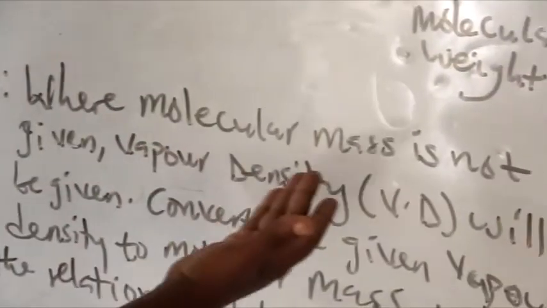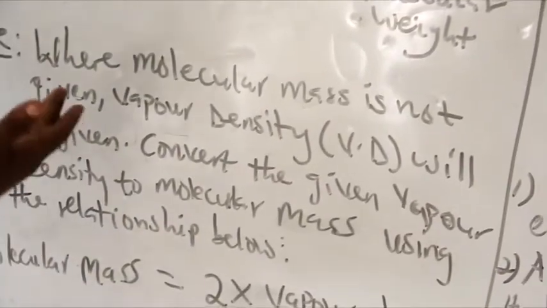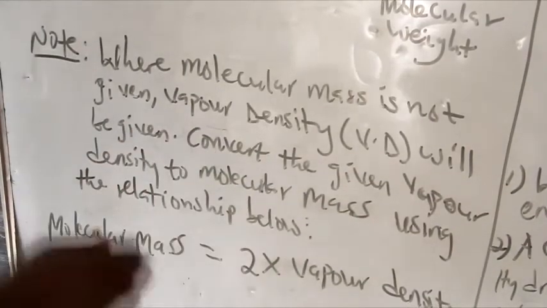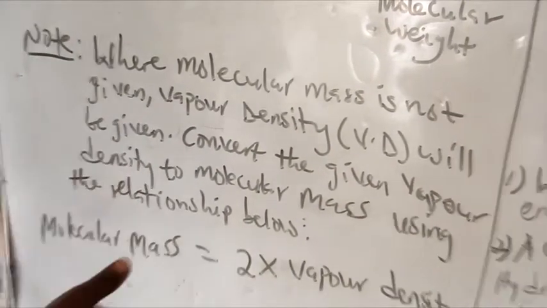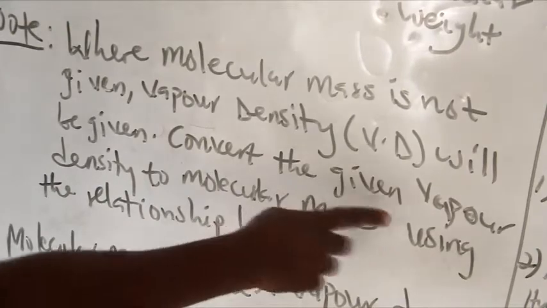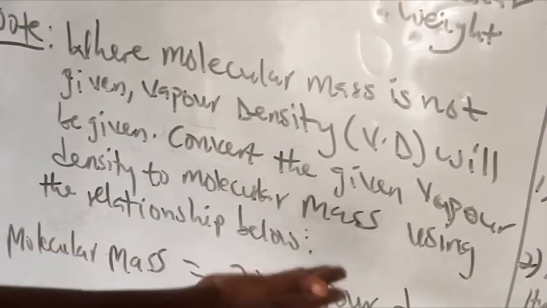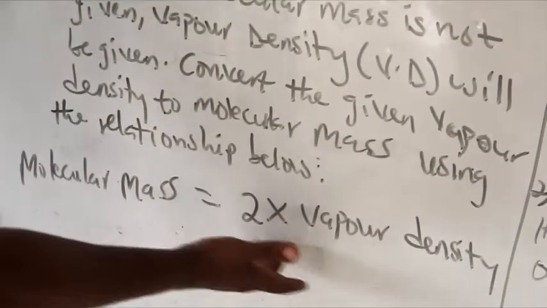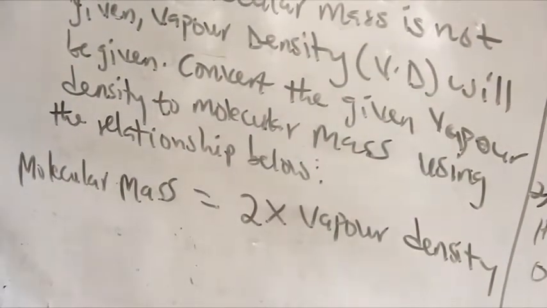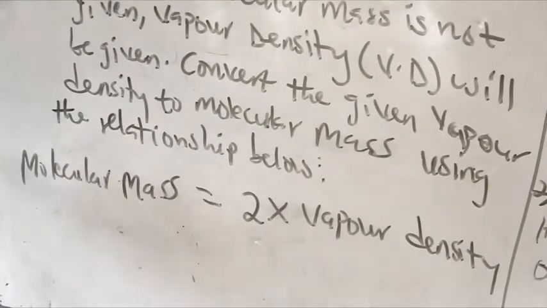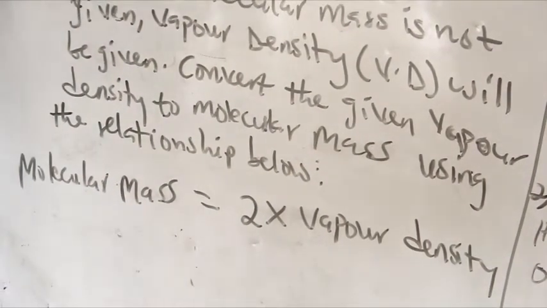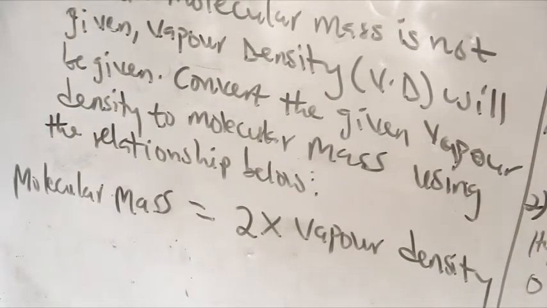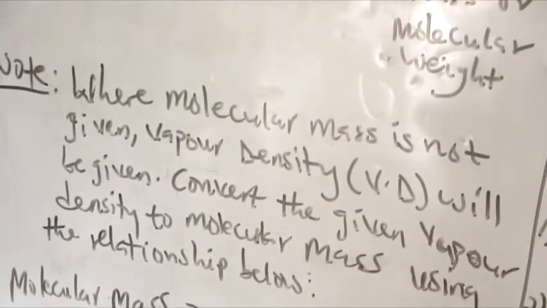Where molecular mass is not given, vapor density will be given. You'll be given vapor density where you do not have molecular mass or weight. Convert the given vapor density to molecular mass using the relationship below. Molecular mass is equal to 2 times vapor density. Just multiply the given vapor density by 2, and you are good to go. You've already gotten your molecular mass or weight. I hope that is very easy. Let us take example 1.